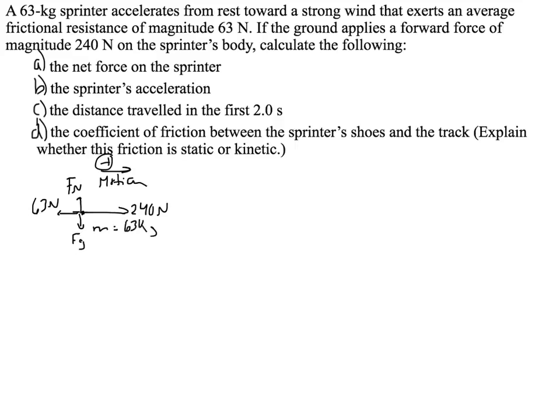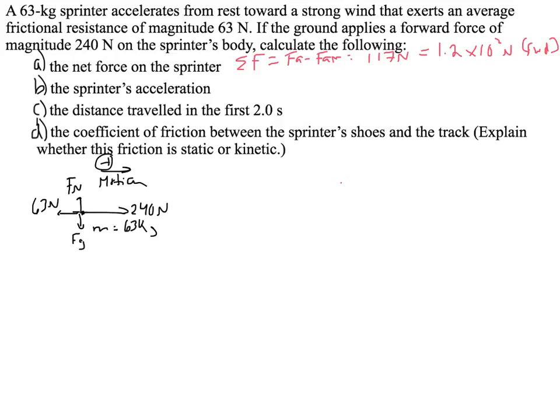Now A is pretty simple. The net force acting on the sprinter is simply the sum of the forces. So the sum of the forces equals F applied minus F air, which is simply 240 minus 63, which is 117 newtons. We need 2 sig digs, so we'll say it as 1.2 times 10 to the 2 newtons forward.